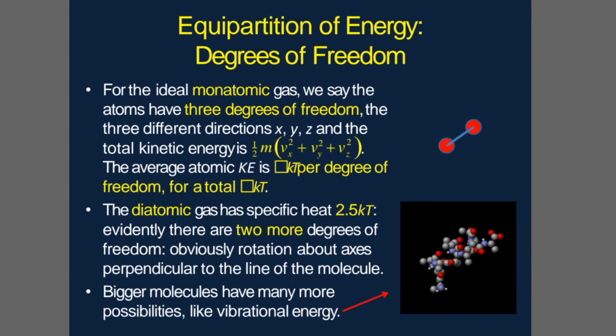Equipartition of energy, or degrees of freedom. For the ideal monatomic gas, we say that the atoms have 3 degrees of freedom, the three different directions x, y, z, and the total kinetic energy is given by 1/2 m (Vx squared plus Vy squared plus Vz squared). The average atomic kinetic energy is (1/2) kT per degree of freedom. Bigger molecules have many more possibilities, like vibrational energy, as shown in the figure.